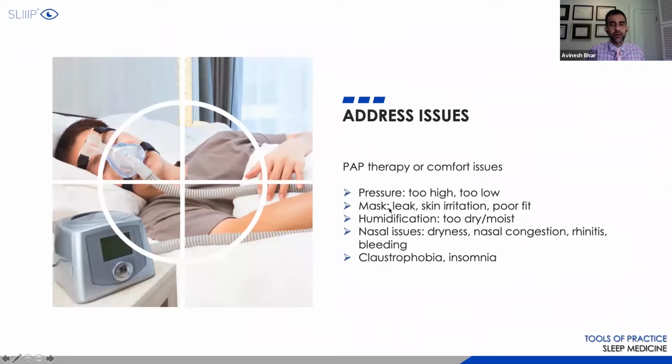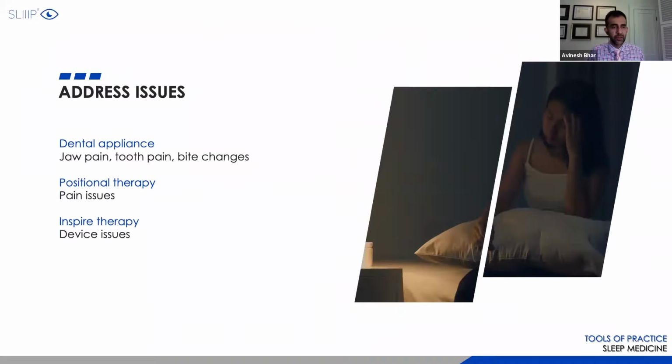If they have any issues, pressure too high, too low, the mask, humidifier, we'll go through this all in a little bit as well. You want to make sure you address all these issues to optimize their use on CPAP. If they have dental appliances, find out if they have any TMJ problem, loose teeth, bite issues, refer them back to the dentist sooner if they have those issues. Positional therapy, if it's not working, the sleep issues have recurred, or they have pain issues, that's when you want to reconsider that.